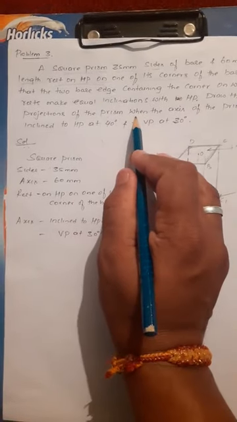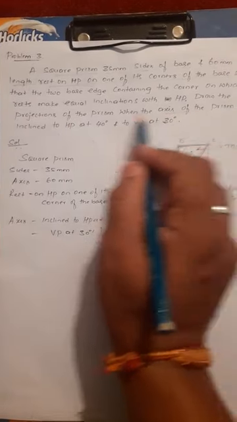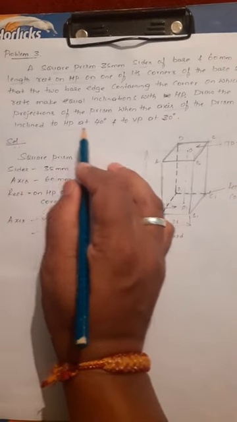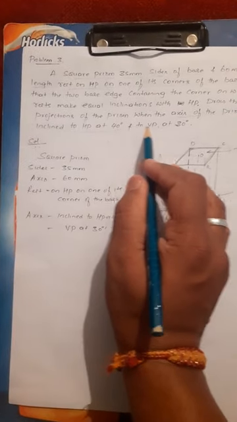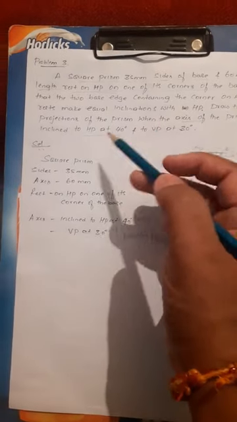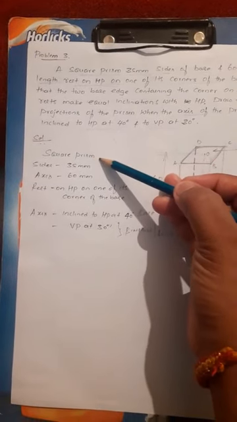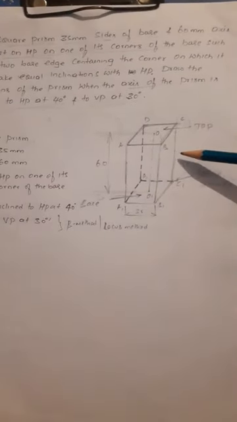Draw the projections of the prism when the axis of the prism is inclined to HP at 40 degrees, and inclined to VP at 30 degrees. Now write the given data. What type of solid is given? It is a square prism. As you know this, draw a freehand sketch.